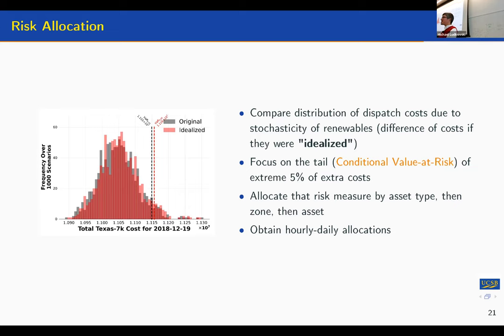So you could see that this could be decision support for even long-term planning, if you can pinpoint what's happening. Because right now it's not clear how you're making those decisions. Okay, very good.